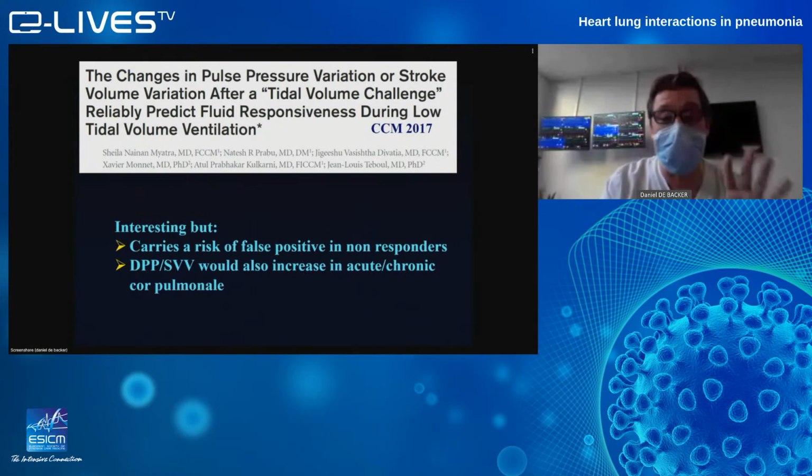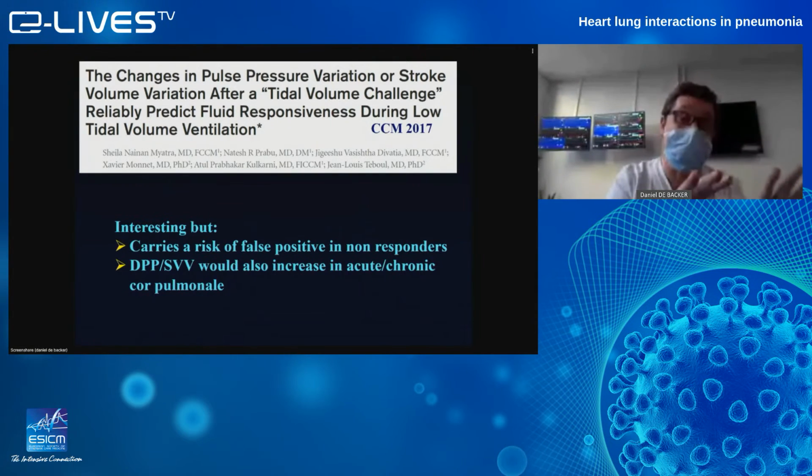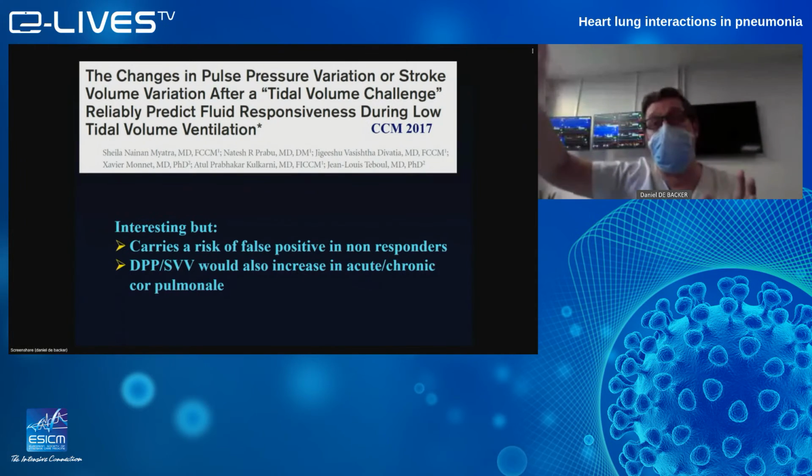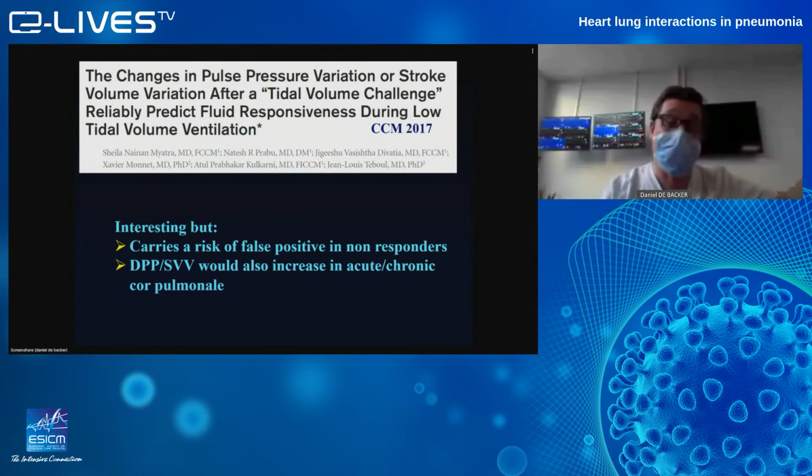But the most important aspect for today is that the changes in pulse pressure variation or stroke volume variation would also be more prominent in acute or even chronic cor pulmonale. Especially if we increase the tidal volume, we increase the vascular resistance in the pulmonary artery, and hence we also increase the pulse pressure and stroke volume variations in these conditions. So perhaps before doing this test, we need some echo assessment of the right ventricle, just to ensure that our patients do not have acute cor pulmonale. Otherwise, this test cannot really differentiate between stroke volume responders to fluids and acute cor pulmonale.